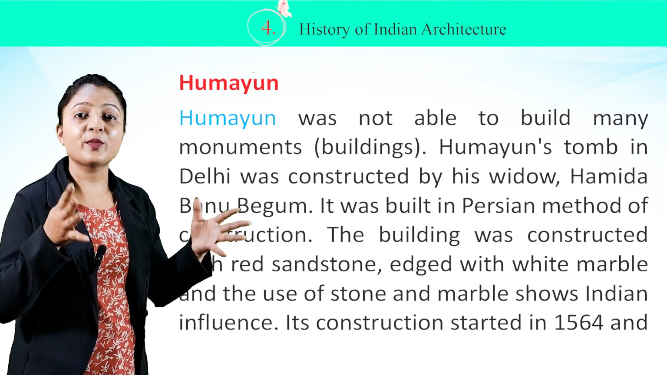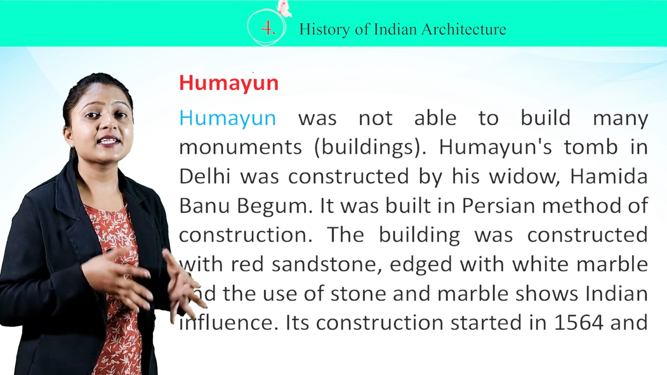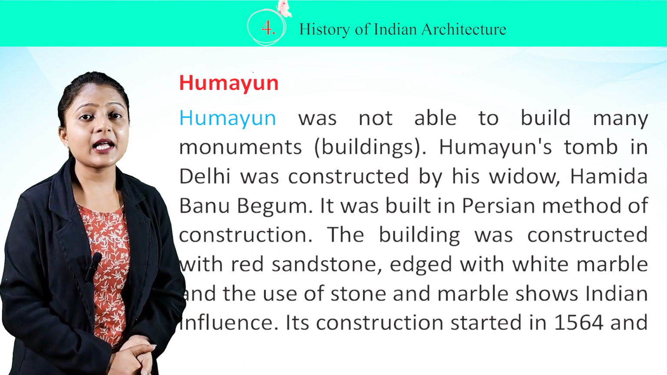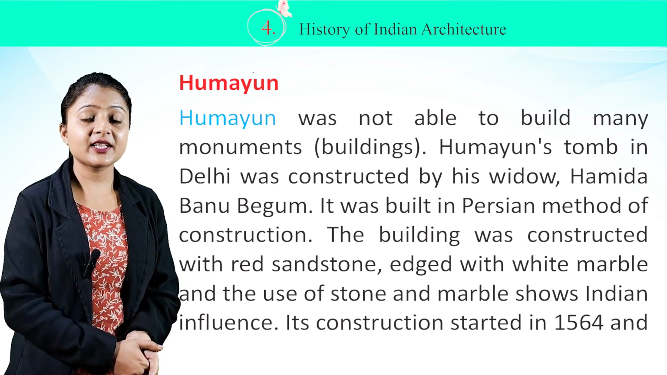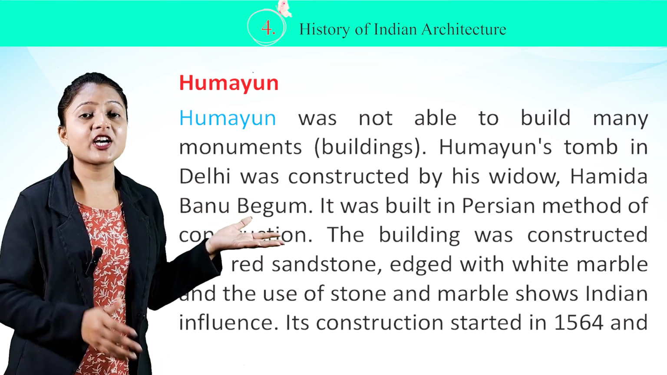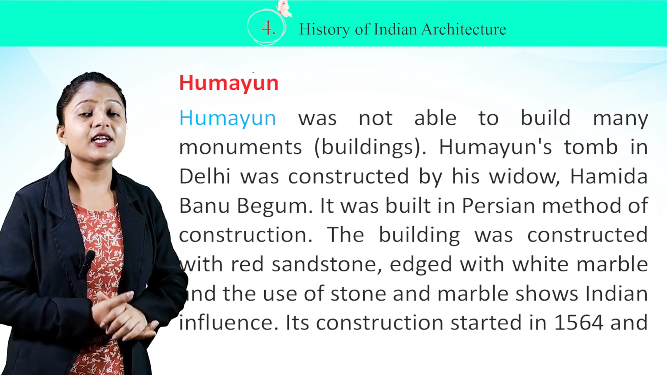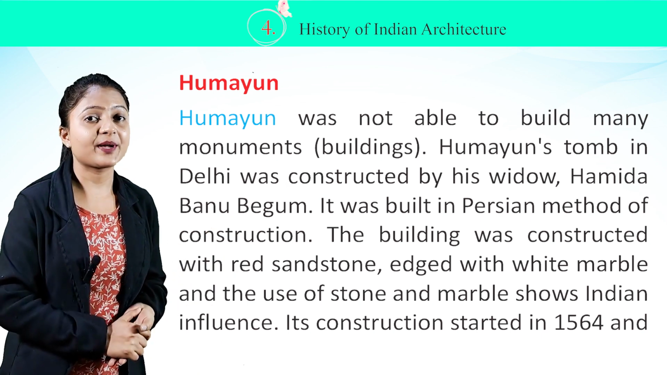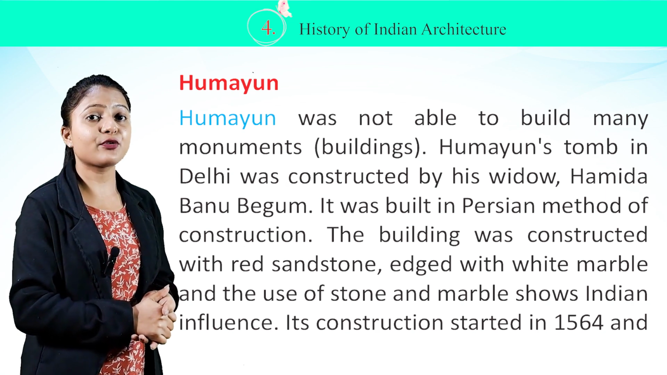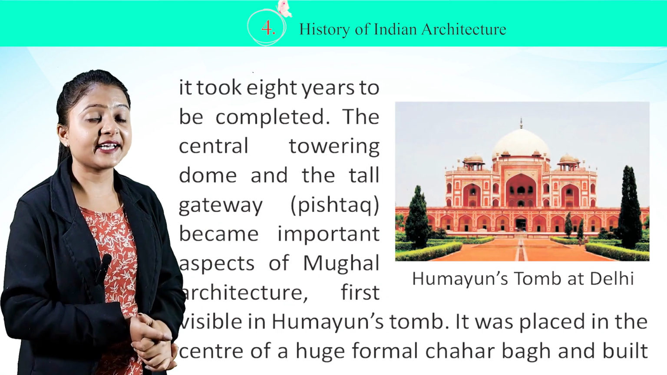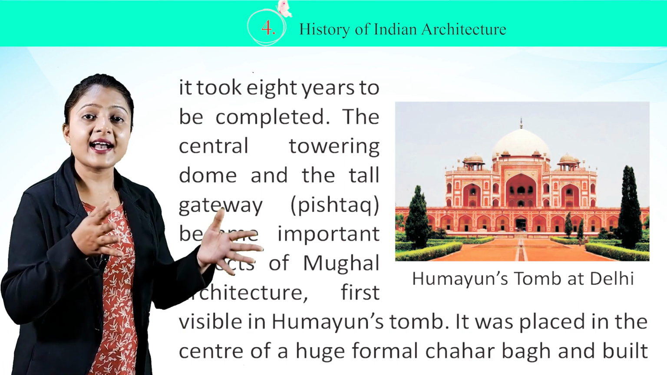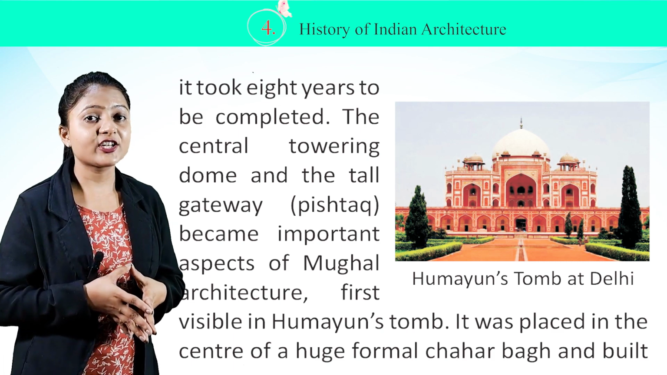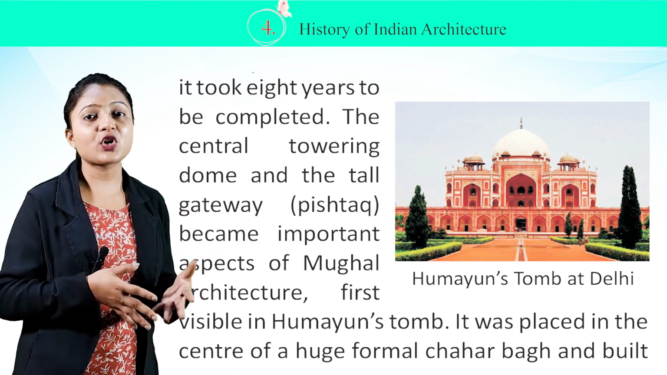Humayun. Humayun was not able to build many buildings. Humayun's tomb in Delhi was constructed by his widow Hamida Banu Begum. It was built in Persian method of construction. The building was constructed with red sandstone edged with white marble, and the use of stone and marble shows Indian influence. Its construction started in 1564 and it took 8 years to be completed. The central towering dome and the tall gateway Pishtak became important aspects of Mughal architecture. This is the picture of Humayun's tomb at Delhi.